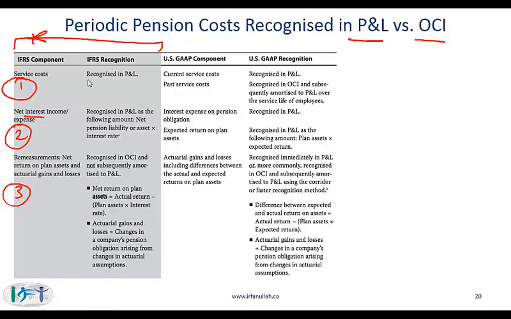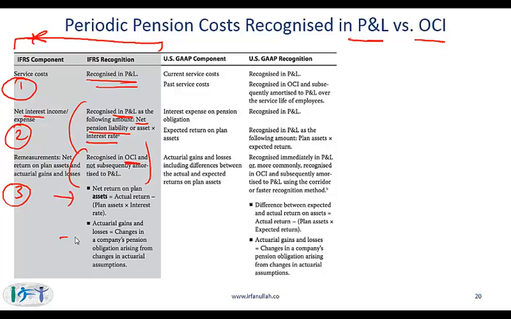So the service cost is recognized in the P&L, and this has to do with the cost associated with the service performed in a given period. Then the net interest income or expense, this is also recognized in the P&L as the following amount: the net pension liability or asset multiplied by interest rate. If you have a net pension liability, then this would be a cost. If you have a net pension asset, then this would be income. And then with remeasurements, all remeasurements according to IFRS are shown in OCI.